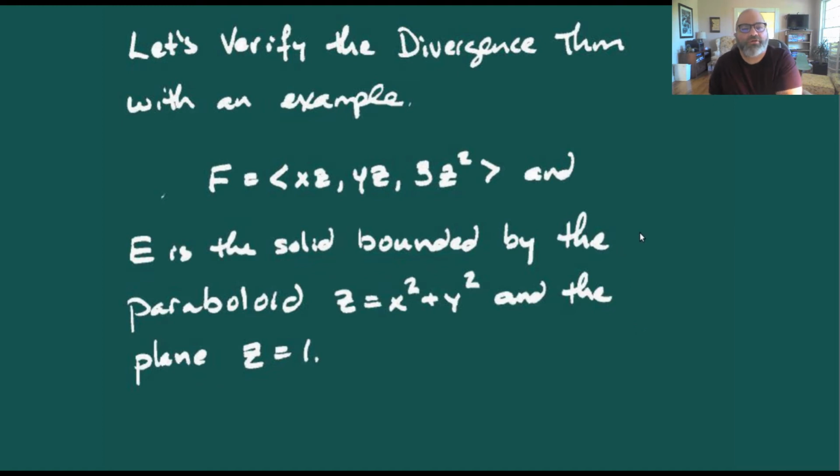And so what we want to do now is go through and verify the divergence theorem by computing an example, so we can see how it works if we're computing it in both directions. So computing the left-hand side, computing the right-hand side, and showing that they actually do give the same values. And so what we've got is this vector field F with components xz, yz, and 3z squared. And E is going to be a solid bounded by this paraboloid z is equal to x squared plus y squared, and above by the plane z is equal to 1.